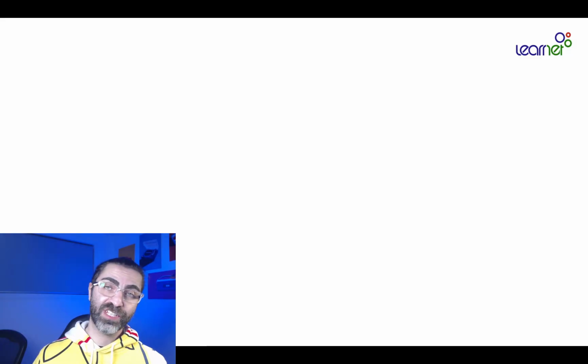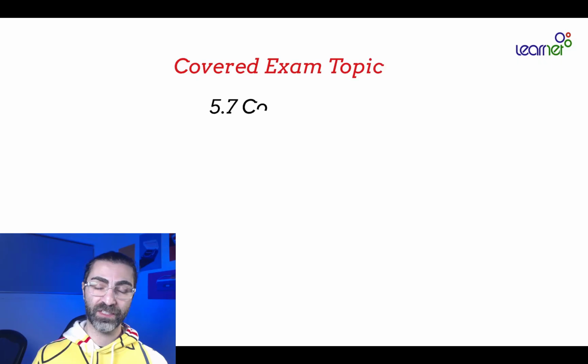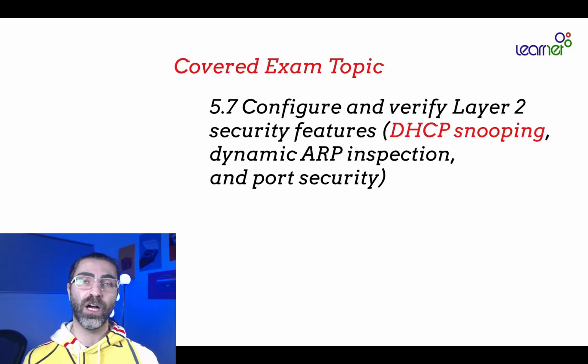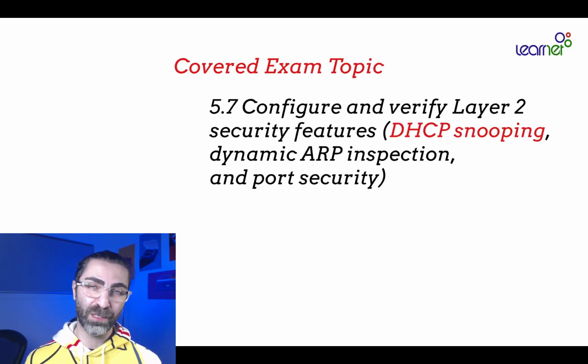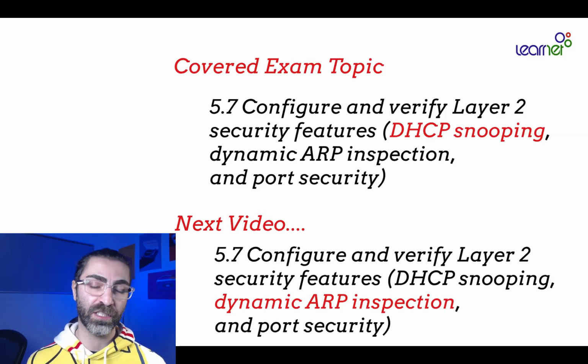Alright guys, this was our today's video. We covered exam topic 5.7, the DHCP snooping part. I know I promised you to cover dynamic ARP inspection in this video as well, but to keep the video as short as possible, I omitted it for this video and I will be talking about it in the next video.